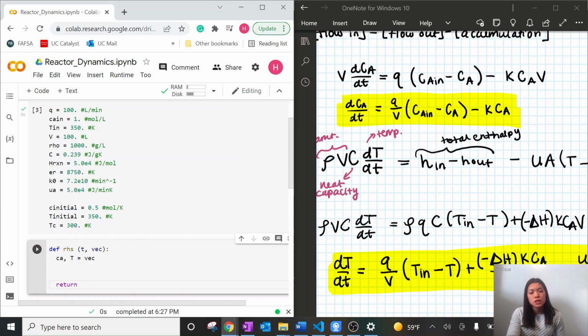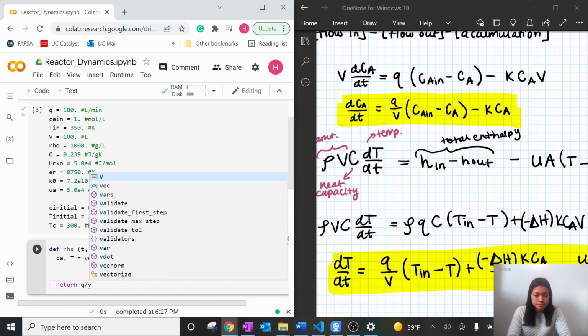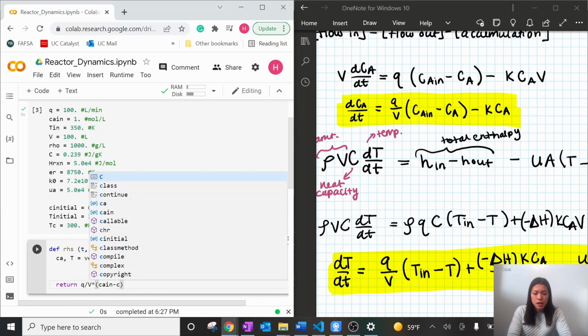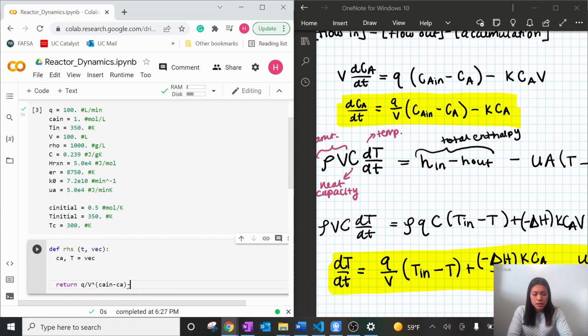And so the first one for concentration, it is going to be flow rate divided by volume multiplied by the concentration going in minus the concentration in the tank, minus the reaction rate multiplied by the concentration in the tank. And that is the first differential equation. But since we're doing 2, it's going to return it as an array. And so we want to make sure we use square brackets.